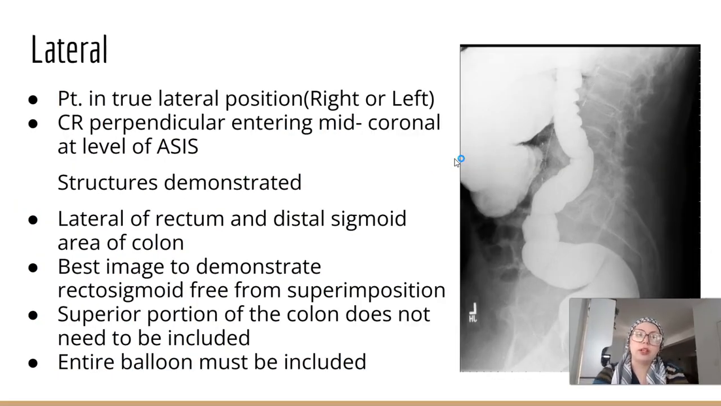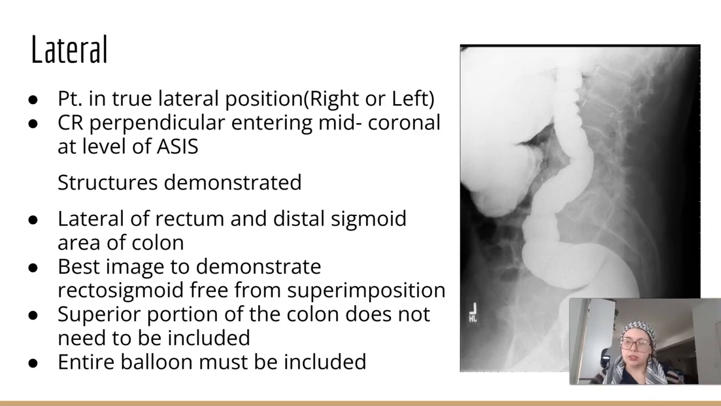For the lateral, we want our patient in a true lateral position, so perfectly on their sides. Typically, we have their arms like in a frame, so they can get their arms out of the way. We want their shoulders on top of each other. For the CR, we want it to enter mid-coronal and at the level of the ASIS. For these pictures, we do not really need the superior portion of the colon. We just want to really see that sigmoid.